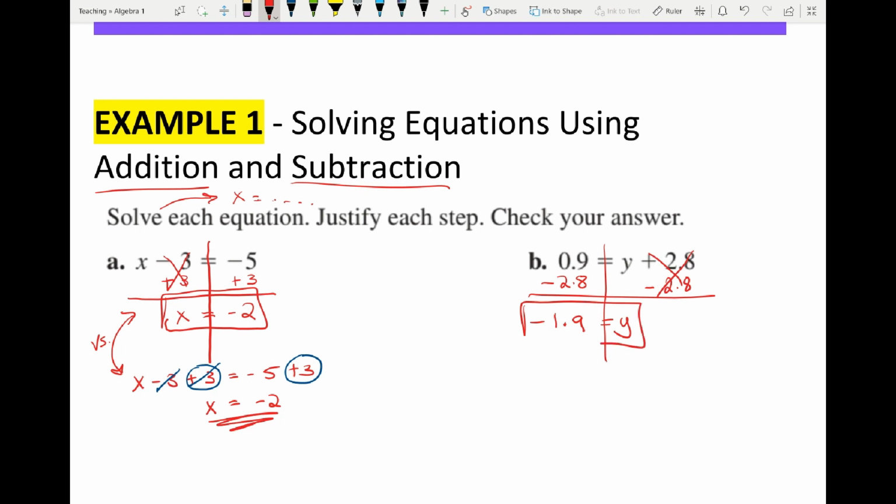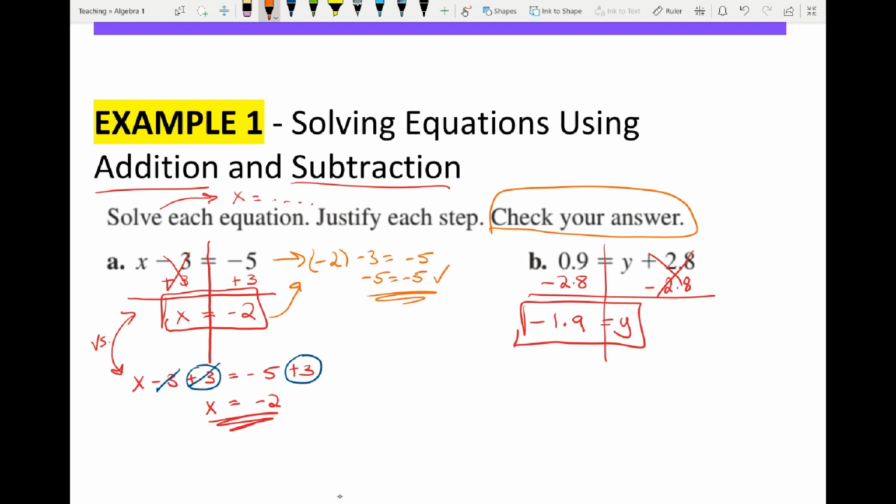Okay? So we also have to make sure we check our equations after we're done. After we get our answers, does negative 2 work here, right? If I say negative 2 minus 3, does that equal negative 5? Yes, indeed it does. So therefore, our solution we found was correct. And over here, once again, if I do the same thing, does 0.9 equal negative 1.9 plus 2.8? And yes, it does. 0.9 does equal 0.9.